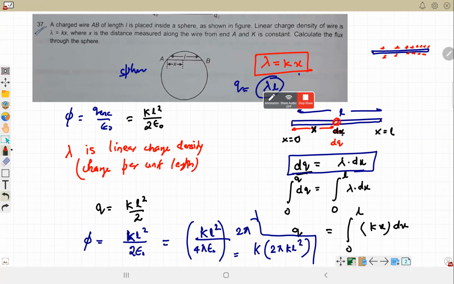अब किसी भी type का charge हो, according to Gauss theorem, the total electric flux coming out of any closed surface is always Q by epsilon naught. The total flux coming out of any closed surface is Q by epsilon naught.